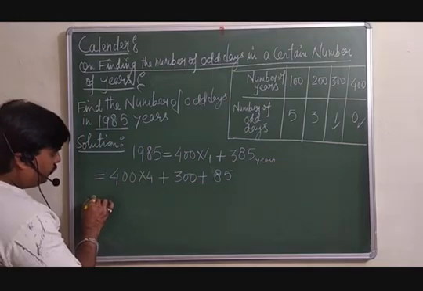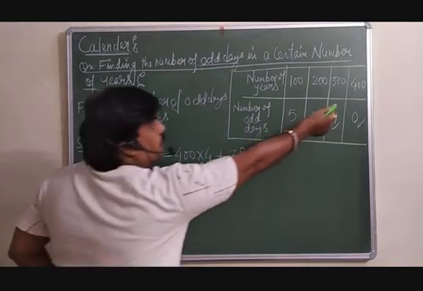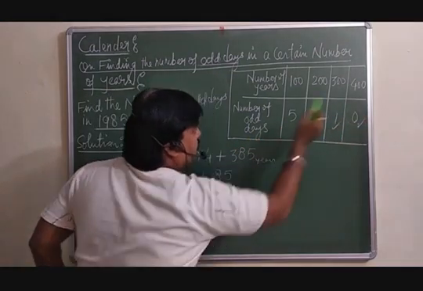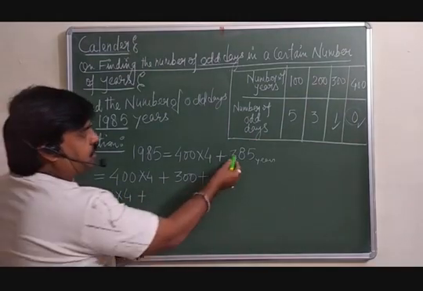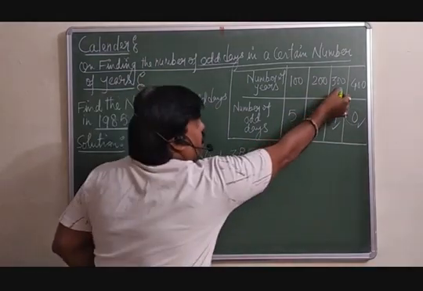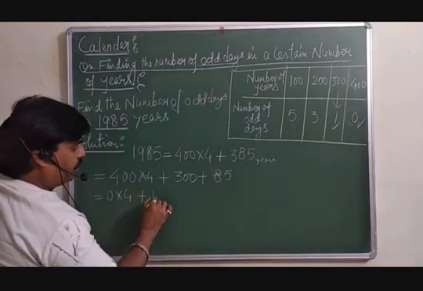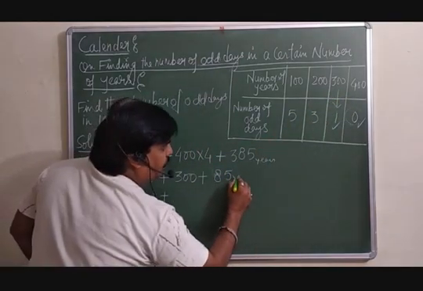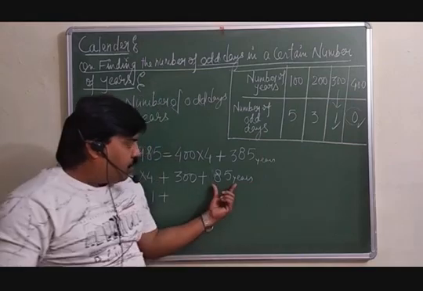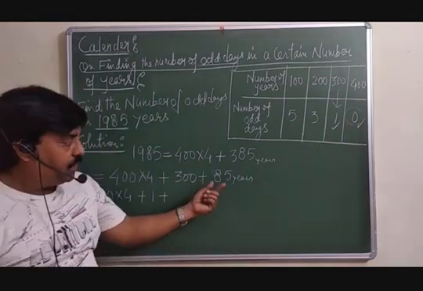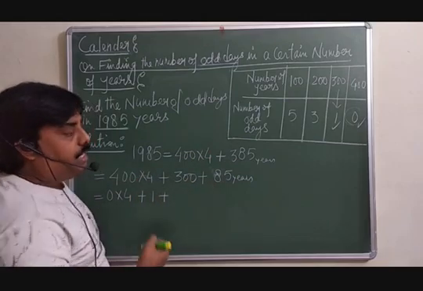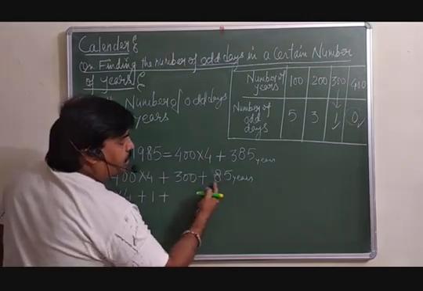See now. अब देखिए 400 years में what is your odd days? Number of odd days are 0. So this is 0 into 4 plus this is 300. In 300 how many odd days are there? 1 odd day. But this is your 85 years. अब इस year में what will happen? Few will be the leap years, few will be the ordinary years. Now how come to know how many will be the leap years? क्या करना है? You have to divide this by 4.